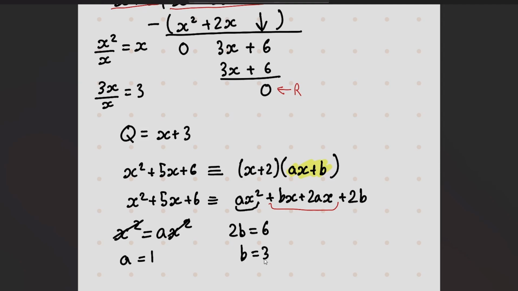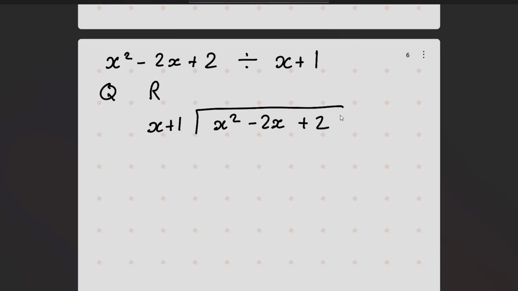and your b is just 3. And just for your own sake, if you really want to, you could plug the two values back into this middle part of the quadratic, and you'll be getting the same result. So b was 3, so 3x, and a was 1 plus 2x. You get 5x, which is exactly what you need here.